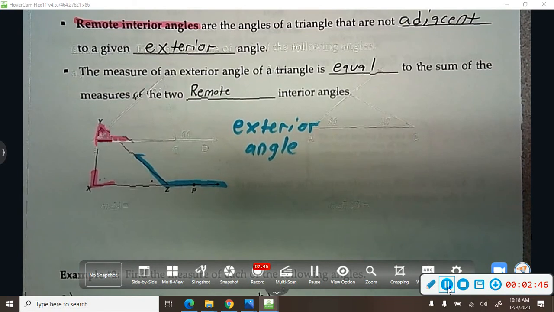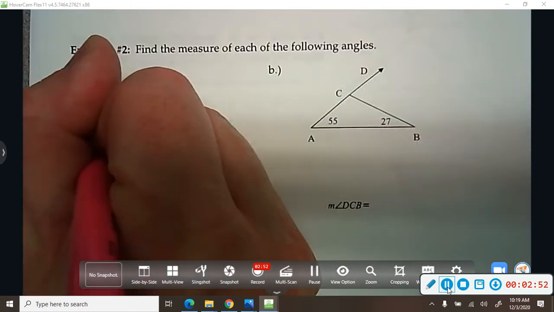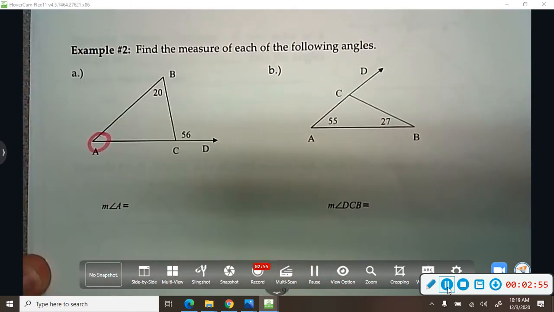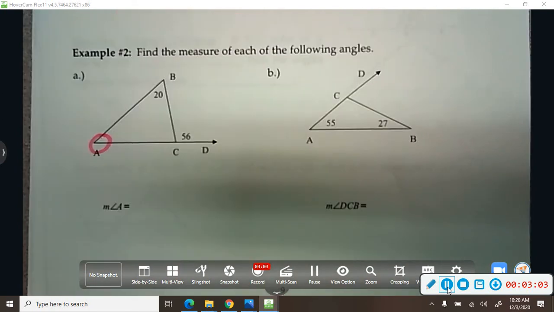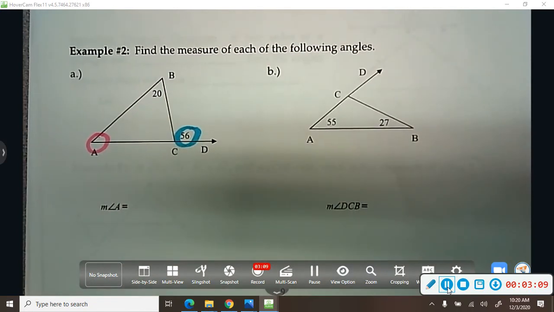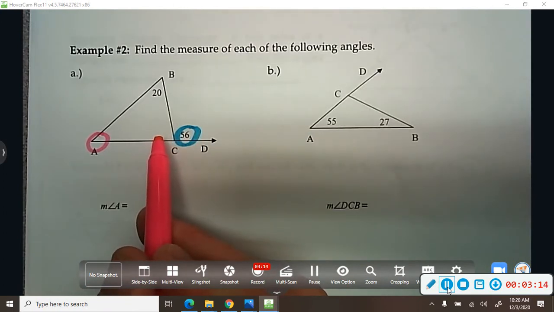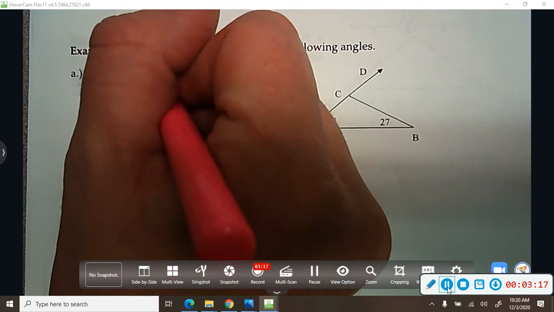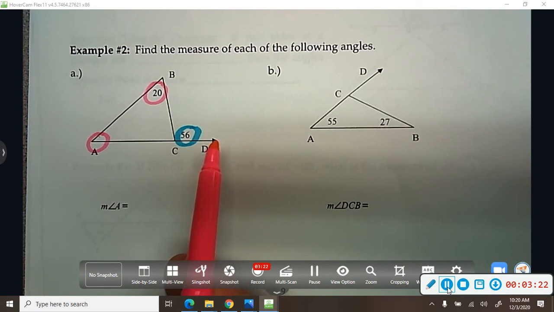Alright, so here's an example. Find the measure of each of the following angles. Find the measure of angle A. So this angle. Well, we know by the exterior angles theorem that this exterior angle is equal to the sum of the two remote interior. So this would not be remote interior because it's right next to the 56, so it'd be this one. So then you could ask yourself, 20 plus what is 56? And that would be 36.